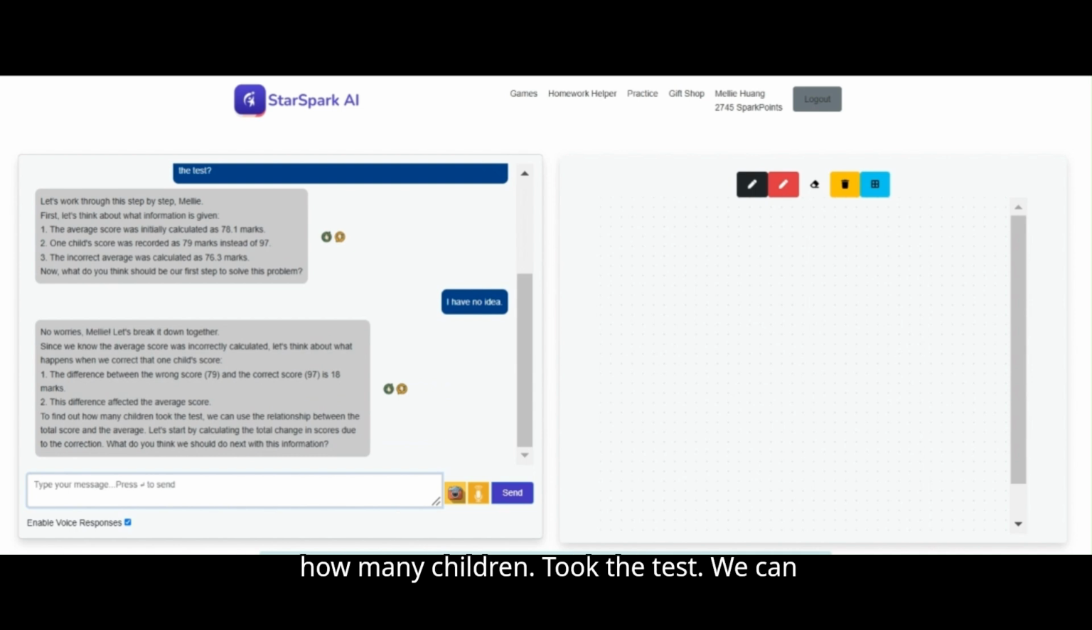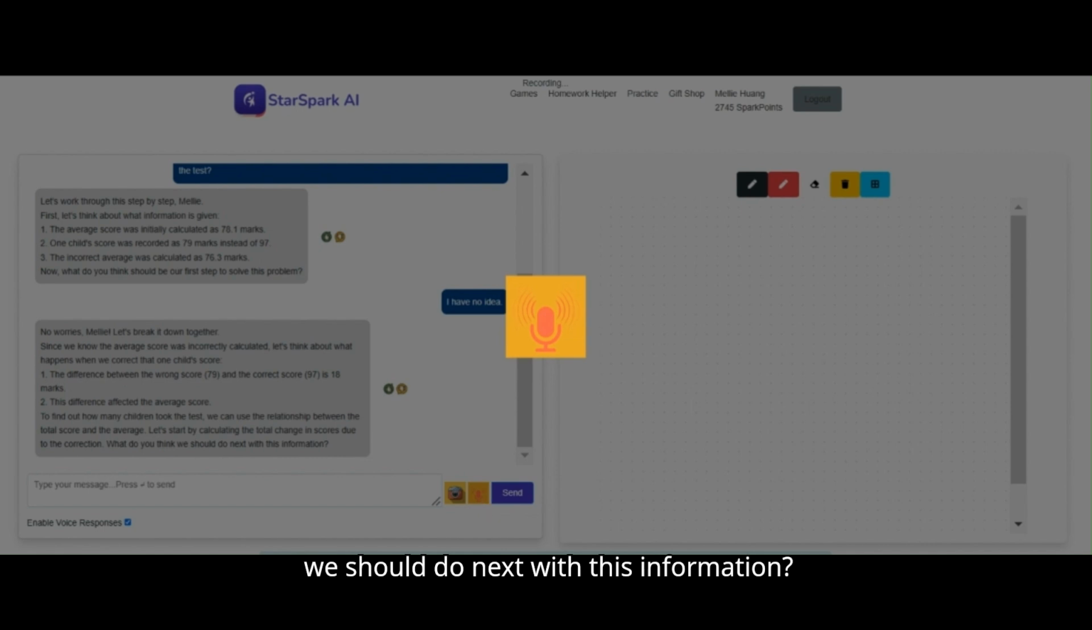To find out how many children took the test, we can use the relationship between the total score and the average. Let's start by calculating the total change in scores due to the correction. What do you think we should do next with this information? I guess we could try to set up some equations between these variables, like total score based on the wrong average equals maybe n times the wrong average figure. Is that correct?